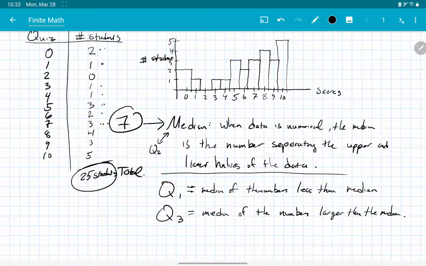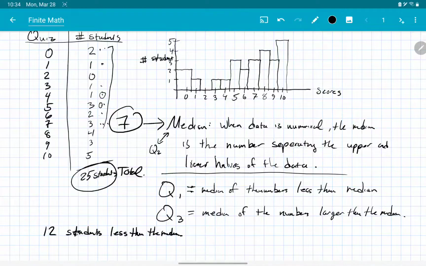And so let's calculate these quartiles for the data above. There are 25 students, so there are 12 students less than or equal to the median. These are these students here. Now, there's not a number in the middle of 12, right? Because 12 is an even number. So let's look here. We have 1, 2, 3, 4, 5, 6, 7. So the 6th student scored a 4. The 7th student scored a 5.